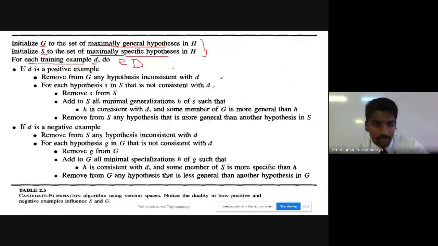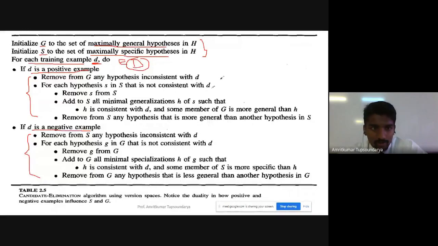So if you can recall the table, the Enjoy Sport problem, let's just take the same example. When we recall the table, we had four training examples. Those four training examples denote capital D, and each training example among that set, we have small d. Small d is each individual training example. So for each training example d, if d is positive, we are going to perform a few instructions, and if d is negative, we will perform a few other instructions. So what are these instructions, right?